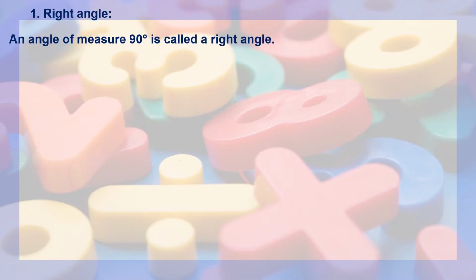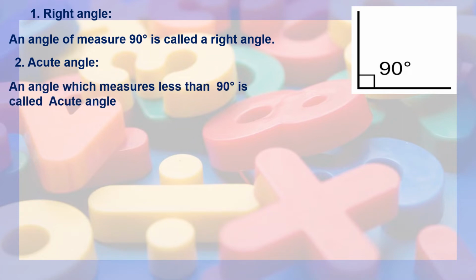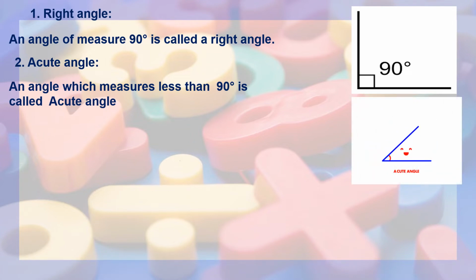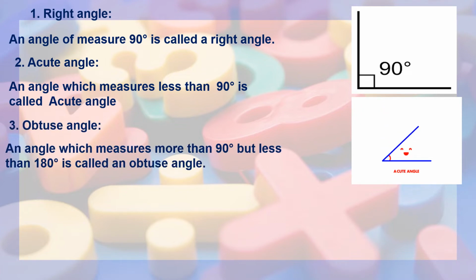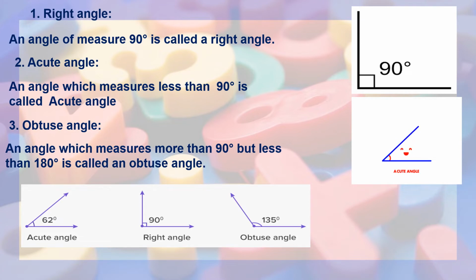Right angle: an angle of measure 90 degrees is called a right angle. This is a right angle, here you can see. Next is the acute angle. An angle which measures less than 90 degrees is called an acute angle. Now this is an acute angle. It measures less than 90 degrees. Next you have the obtuse angle. An angle which measures more than 90 degrees but less than 180 degrees. So you have all three angles given to you on screen.